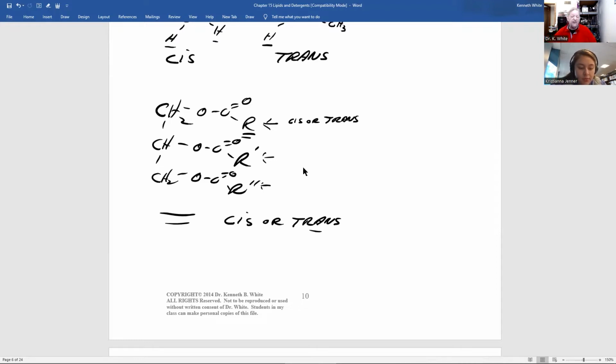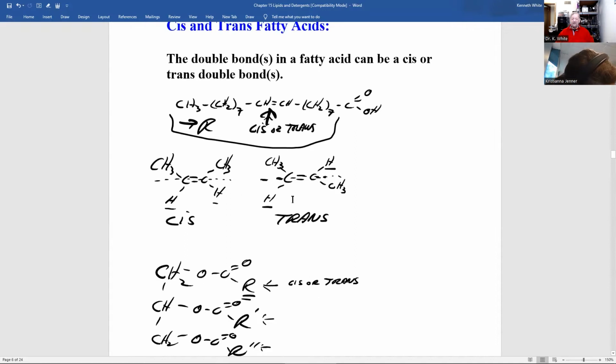And cis fats are better. You still want to keep your overall fat intake low, but cis fats are better. And if you don't believe me, go to some supermarket and pick up some items, and you might see on the front, no trans fats. And they're talking about a double bond in the R group. Is it cis or trans?